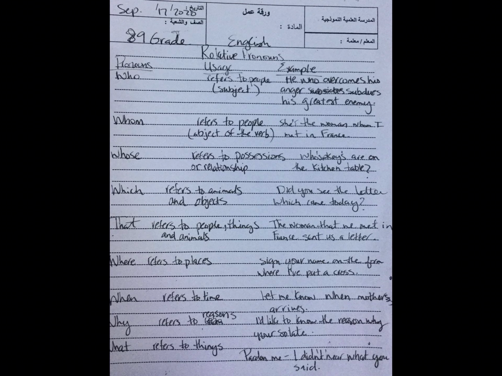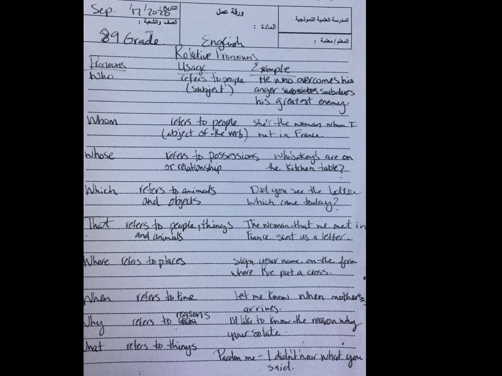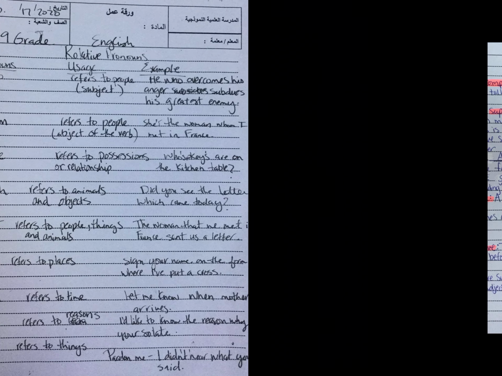Why: I'd like to know the reason why you're so late. For a reason, meaning I want to know the reason why you are late. And what: I didn't hear what you said. Pardon me, I didn't hear what you said. What can refer to things. Okay, so that's relative pronouns. Study these as well. Study these really well.